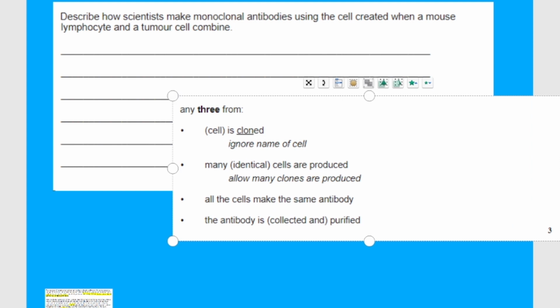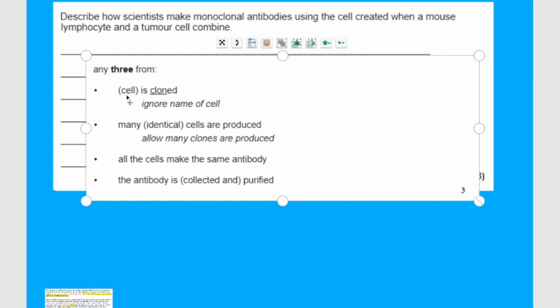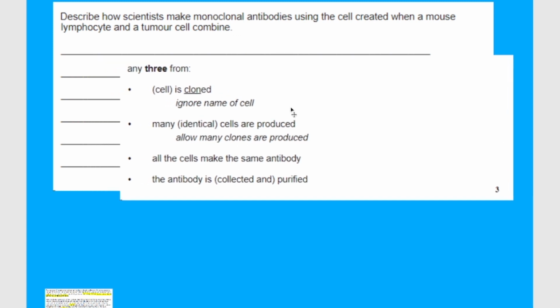Here's the mark scheme. You've got a mark for saying the cell is cloned, and you had to use the word cloned. It was underlined. Many identical cells are produced, or many clones are produced. And because they're the same, they all make the same antibody. And the last mark could have been for the antibodies collected and purified, so any 3 of those. Let's see how people did nationally. Let's look at the examiner's report.